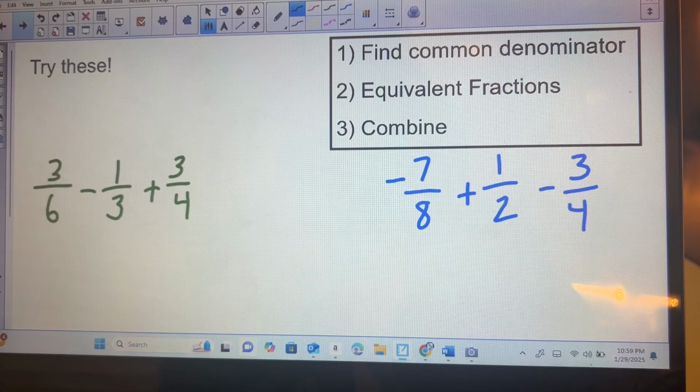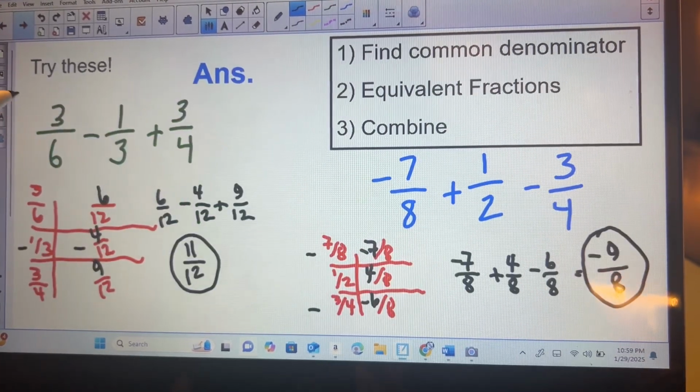Try these two. So 3/6 minus 1/3 plus 3/4. Again, we're looking for the common denominator, or the first number that they all three share in common, and it looks like it's 12. So 4 times 3 is 12. 3 times 3 is 9. Negative 3 times 4 is negative 12. 4 times 1 is 4, or negative 4. 6 times 2 is 12. 3 times 2 is 6.